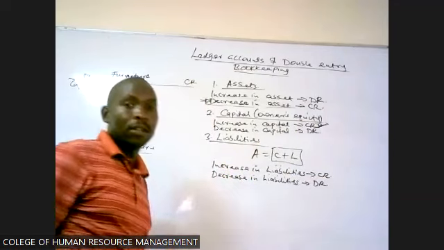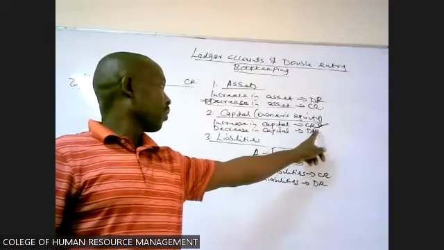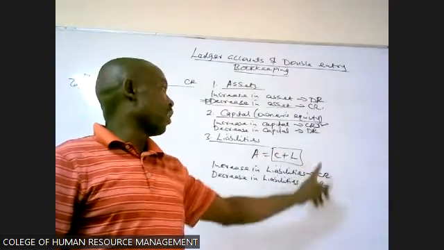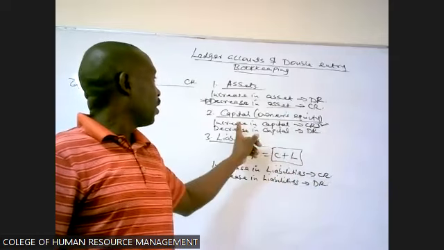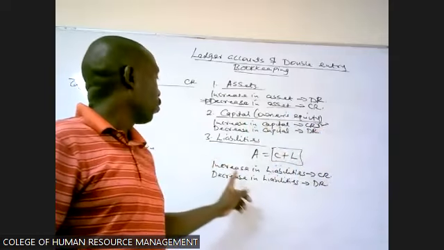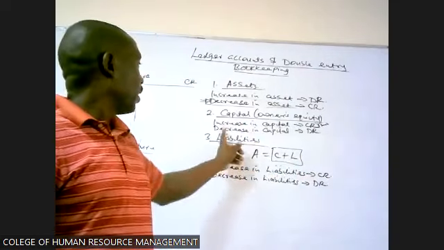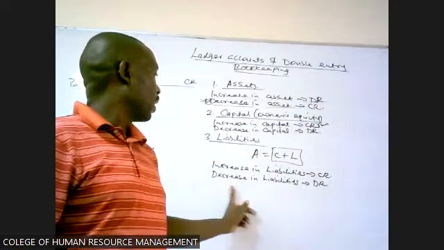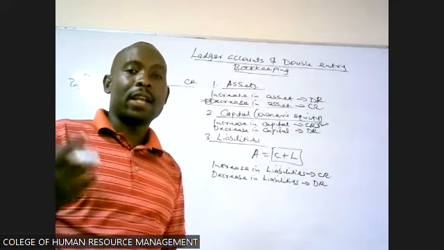Sorry, Mwalimu, do we treat it as liability, as assets, or as capital? Capital. Actually, they are treated the same way. Increase in capital, we credit. Also, increase in liabilities, we also credit. Decrease in capital, we debit. Decrease in liabilities, we also debit. So remember, liabilities are debts.